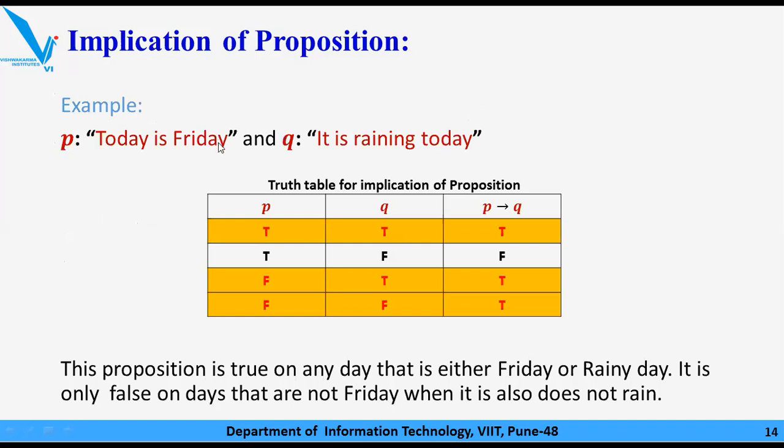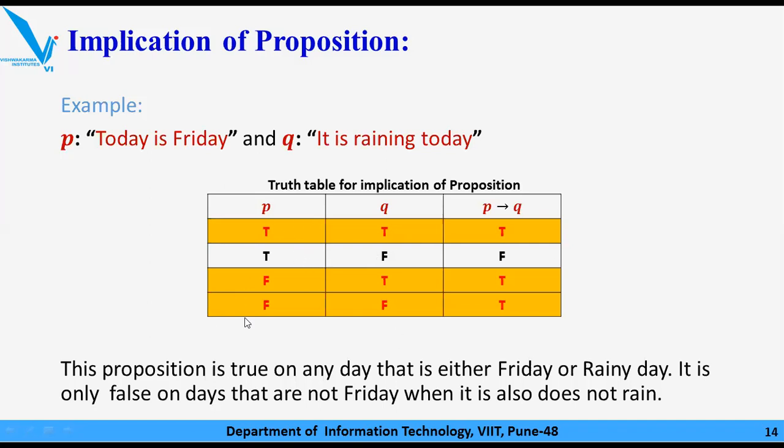Now let's move towards the example for implication. Again the same example, where P denotes today is Friday and Q denotes it is raining today. So this is the hypothesis and this is the conclusion. We can say that it is false in the case where the conclusion is false but the hypothesis is true. So it gives us the idea that your implication will be false only when your hypothesis is true and conclusion is false.